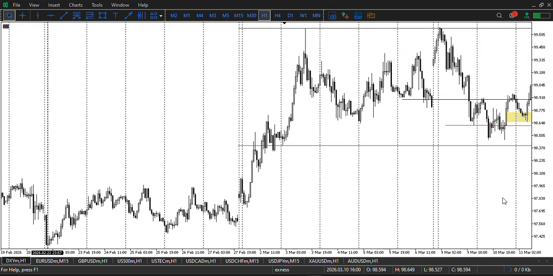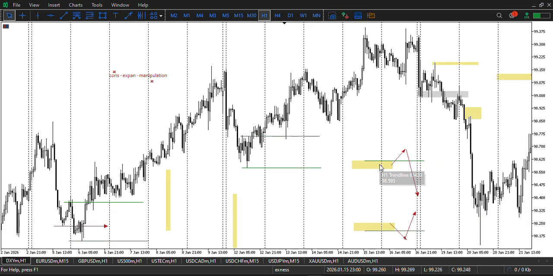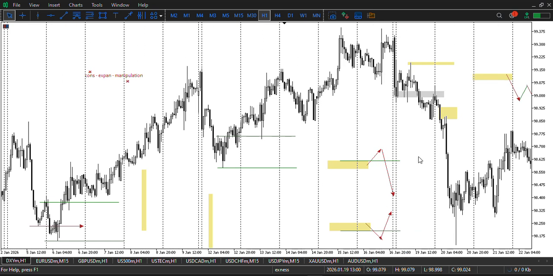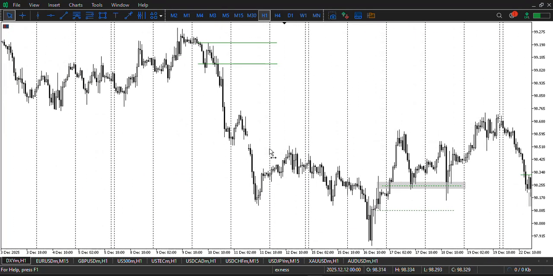One more example. We don't have any here. So don't forget, Monday close consolidation. You're either going to be looking for a manipulation of its high, a manipulation of its low, then a move, or continuation delivery.